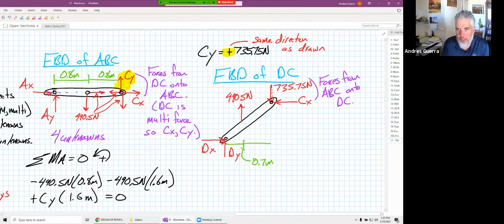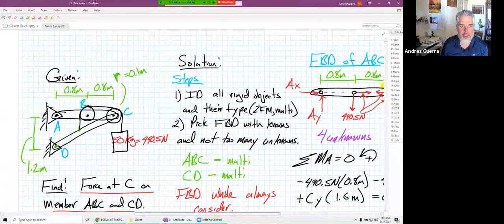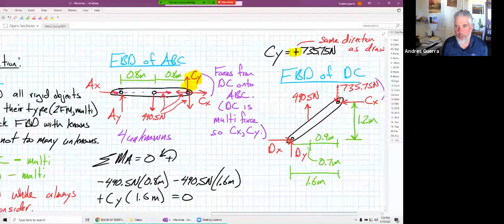And then this next one would be 0.9 meters, because this whole distance from here to here is still 1.6 meters, the same as the 1.6 meters in the FBD of ABC up there. And then they also told us in the original problem statement that the height of this thing is equal to 1.2 meters. And now I'm wondering, did we draw all those dimensions? Okay, yeah, we did draw all those dimensions on our original picture. So A to D is that 1.2 meters.